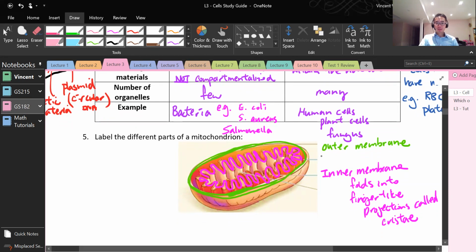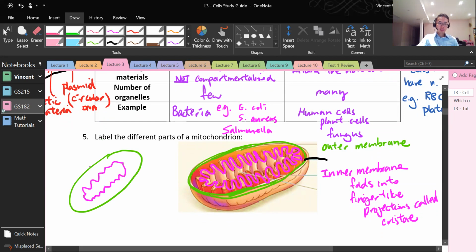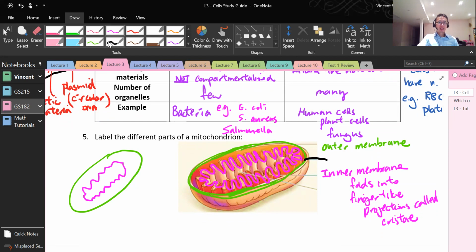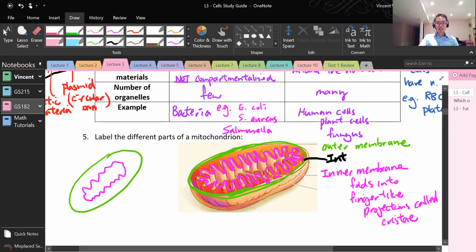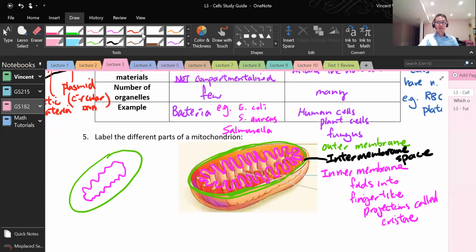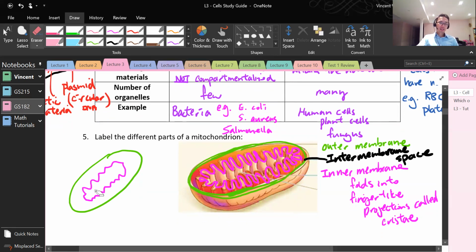We have another one right here. This is pointing at the space between the outer membrane and the inner membrane. Let me draw it a little bit nicer here. This is the outer membrane. This is the inner membrane. And the space between them is called the intermembrane space. And finally, the fluid on the very inside, that is the matrix.